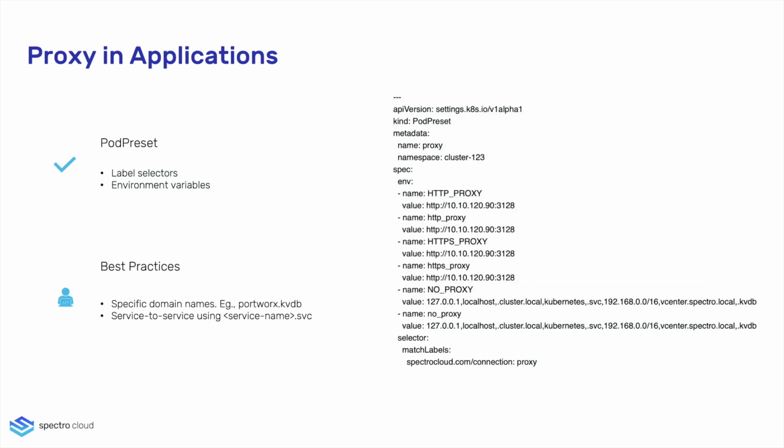So what is a pod preset? A pod preset is a Kubernetes API resource for injecting additional runtime requirements into a pod at creation time. This is done using label selectors to specify the pods to which a given pod preset applies. With this, we just need to define a single proxy pod preset and have the proxy label configured in the deployment manifest that requires proxy.